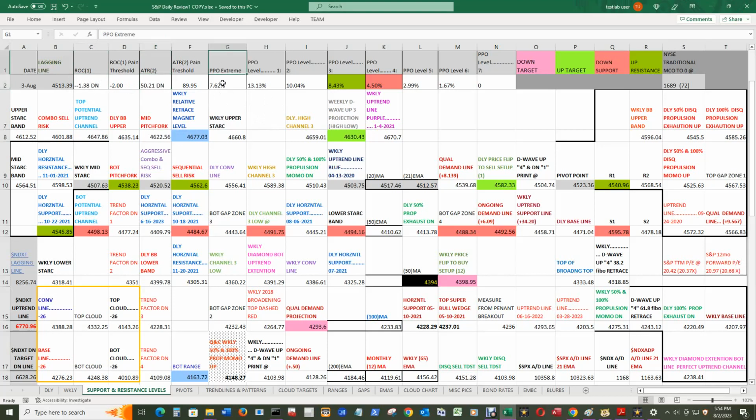The PPO extreme bumped down quite significantly, so now it's in between the PPO level 4 and the PPO level 3. It needs to get back above 8.43. It closed at 7.62% above zero. So let's watch these levels tomorrow. 45.39 is going to be big. You can see the bottom of the pitchfork, 45.38.